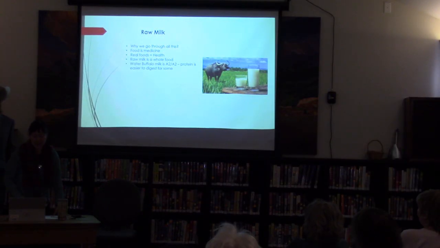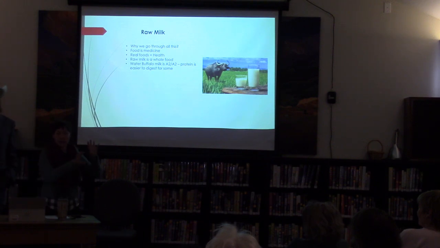Water buffalo milk is A2A2, and we'll just talk about that a little bit. So A2 is the type of protein that is in their milk. There's all different kinds of protein. But mammals typically just have the A2. Dairy cattle, the European dairy cattle, at some point had a mutation and have the A1 gene.